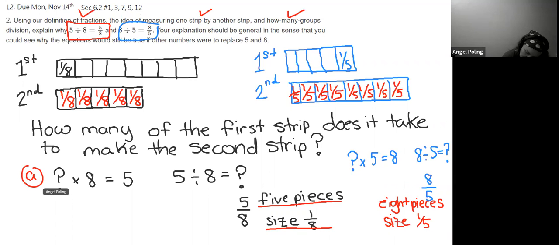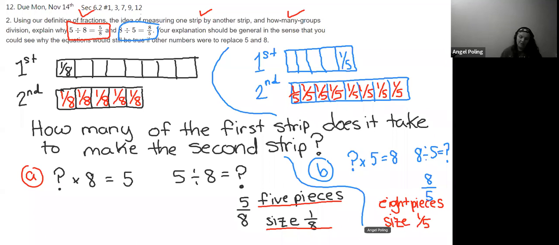So we've got part A and arbitrarily part B, but they both share the words: how many of the first strip does it take to make the second strip?